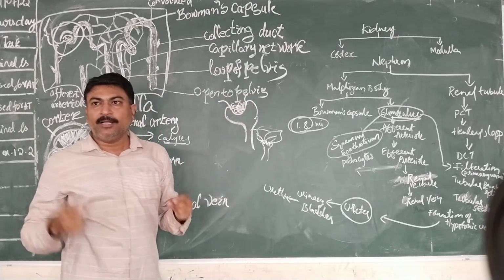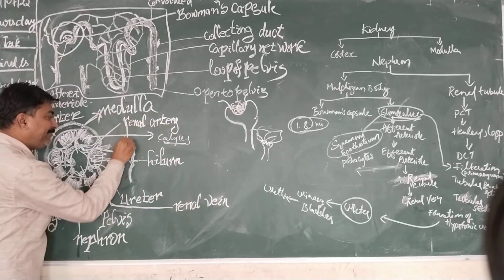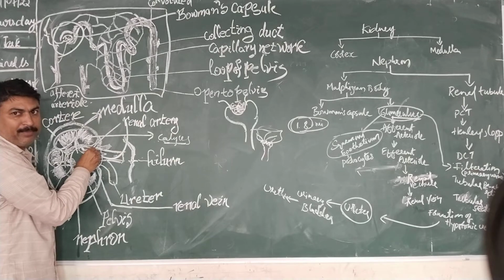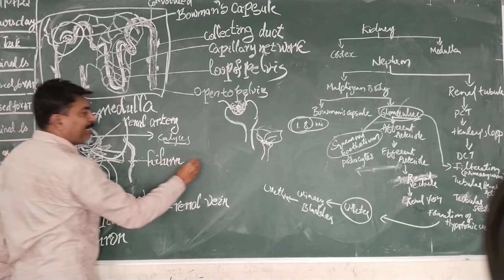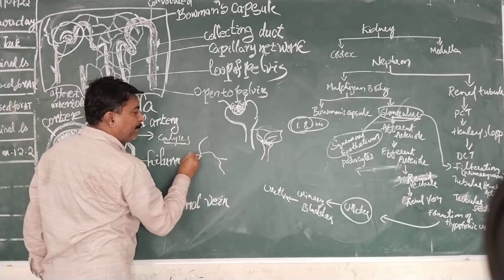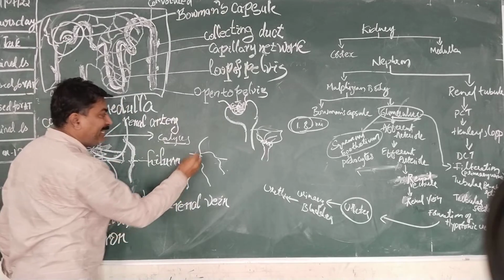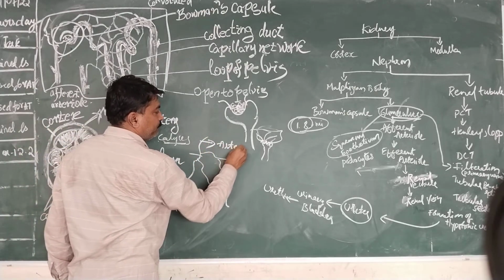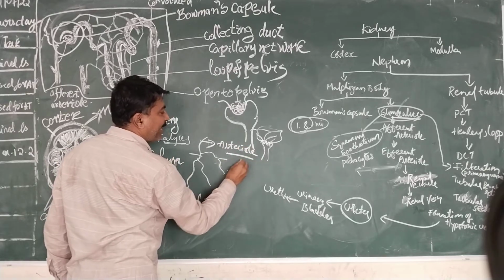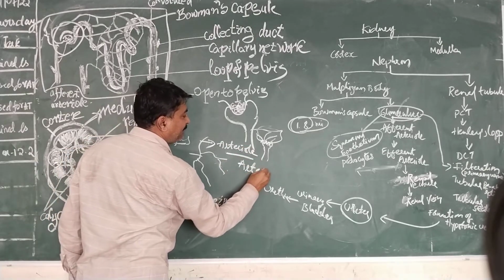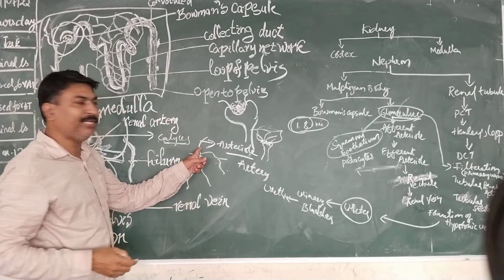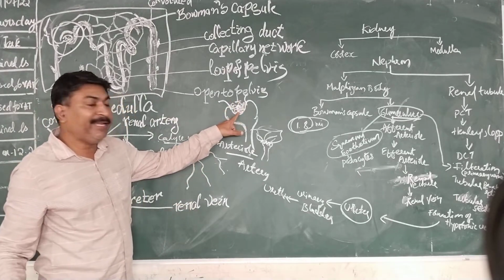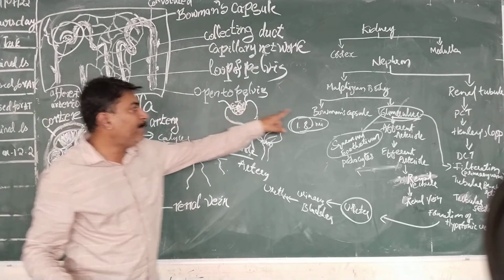I told you that the renal artery will be entering into the kidney, and after entering into the kidney it will be divided into small branches. Each branch is known as an arteriole. The smallest part of an artery is known as an arteriole. So each arteriole will be entering into the Bowman's capsule.